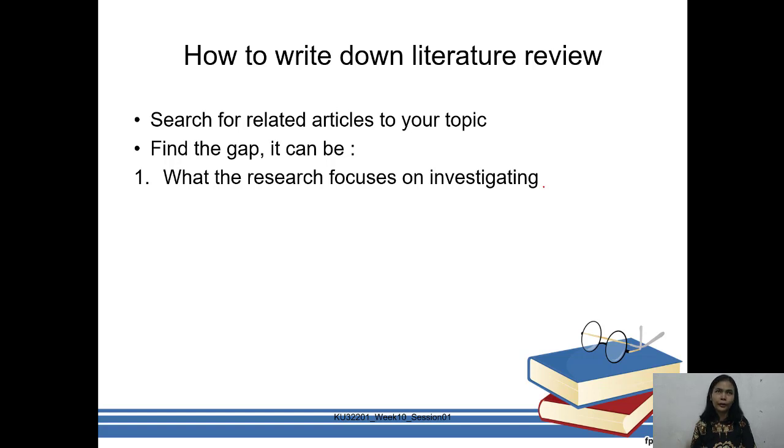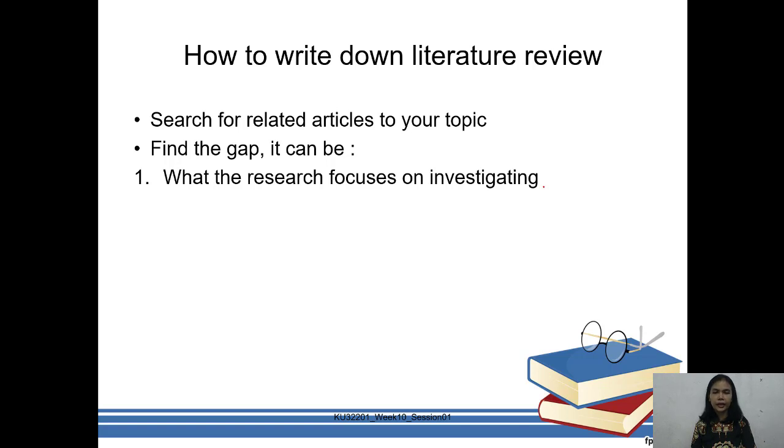Then for your second final project, it's going to narrow down the articles that you need to look for your literature review. Okay, and then after that, find the gap. It can be about what the research focuses on investigating. So what is actually the research focuses on when it is doing research, for example. That's one thing that you need to be able to identify when you're doing a literature review.